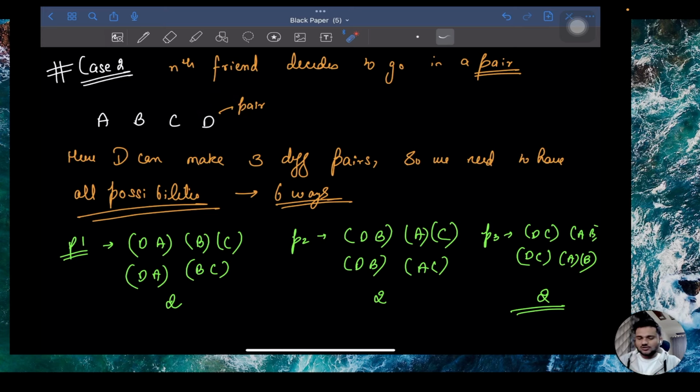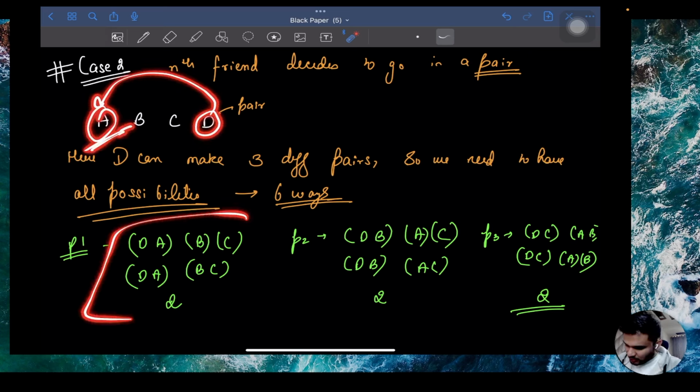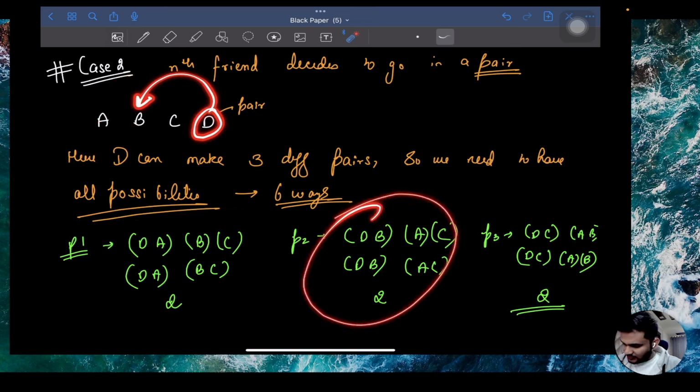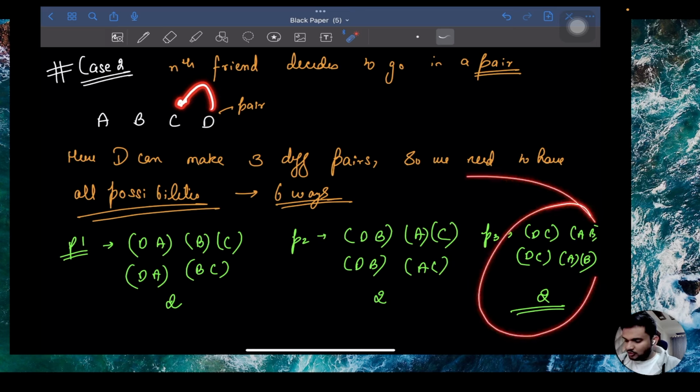No, previously also D was given the first choice: do you want to be single? Yes, I want to be single. In this case, D has been given a choice: do you want to have a pair? Yes, D says I want to have a pair, but with whom? That you also need to tell. So D can have a pair with all three of them, because everyone is remaining, right? All of the three elements are there for D to choose from. If D chooses A, then you will get two different ways. If D chooses B, you get two more different ways. If D chooses C, you get two more different ways.